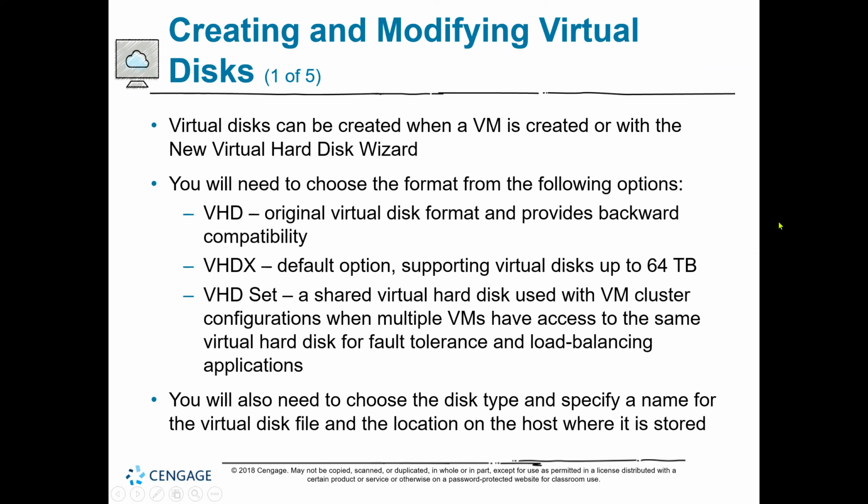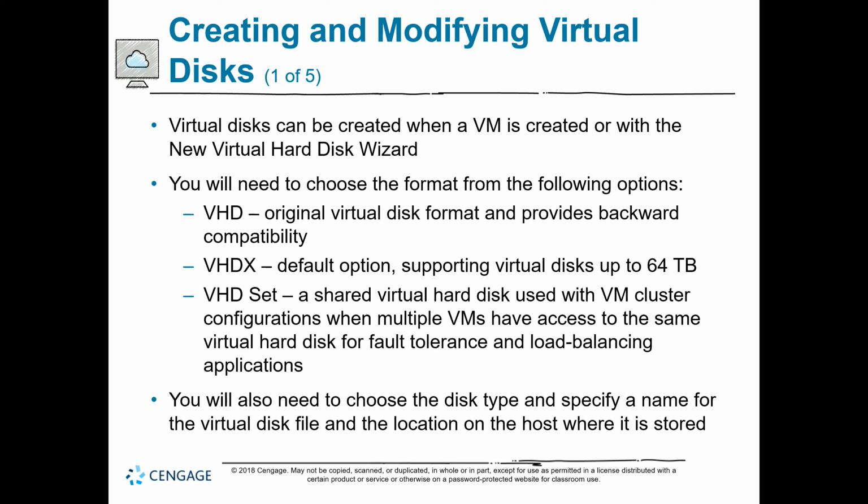So next we're on to creating and modifying virtual disks. Virtual disks can be created when a VM is created or with the New Virtual Hard Disk Wizard. You will need to choose the format from the following options: VHD, VHDX, or VHD Set. VHD is the original virtual disk format and provides backwards compatibility. VHDX is the default option, supporting virtual disks up to 64 terabytes.